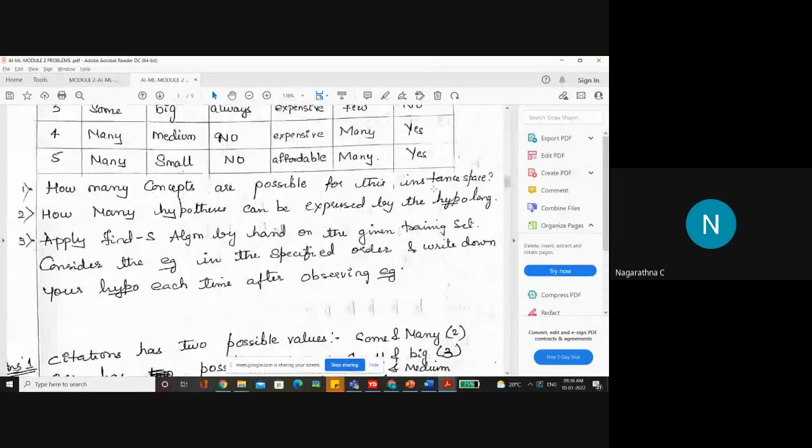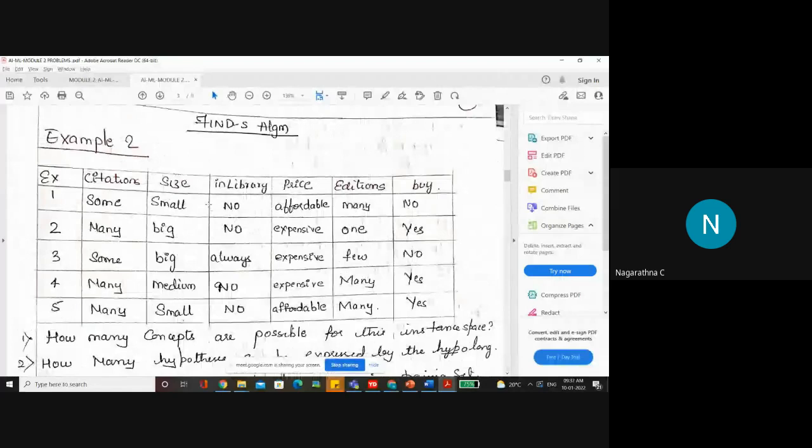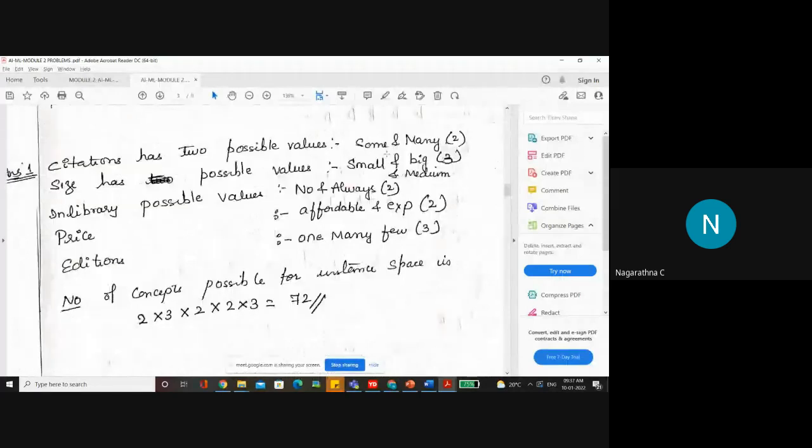You can observe that for citation there are two values, some and many. For size, there are three values: small, big, and medium. In library, there are two values: always and no. For price, it is affordable and expensive. Edition is one, many, few, three values. So there are five attributes. Citation, how many values? Two. Size, how many values? Small, big, and medium. Library, no and always. Price is affordable and expensive. Edition is one or many. So the number of possible concepts, if we multiply all of these, we get 72.